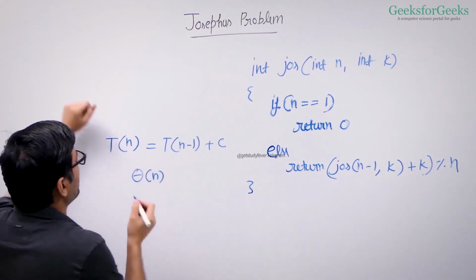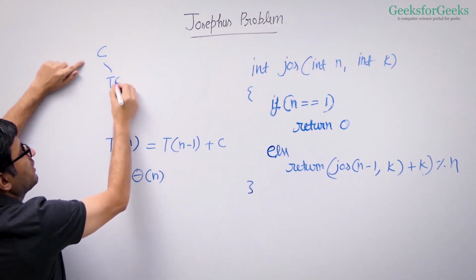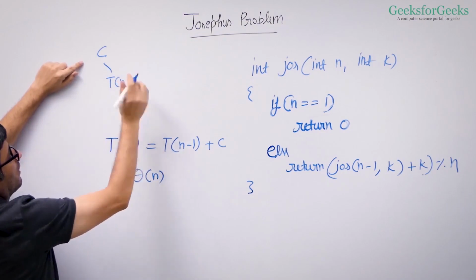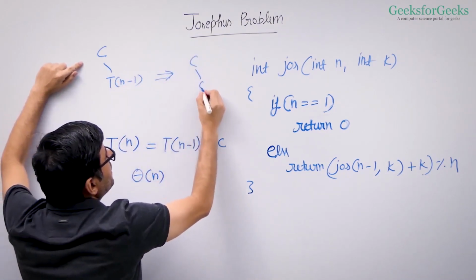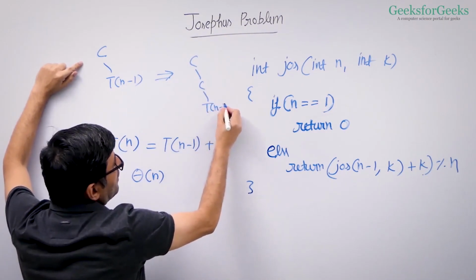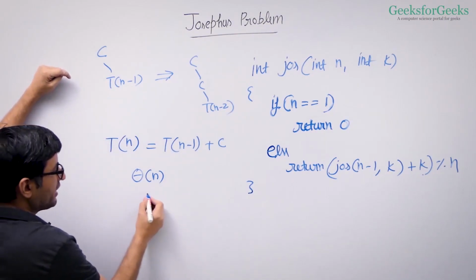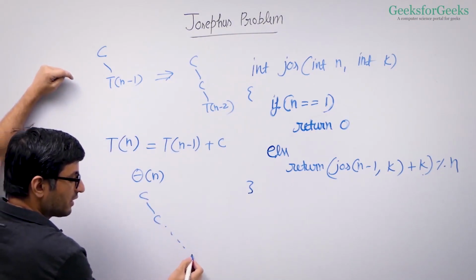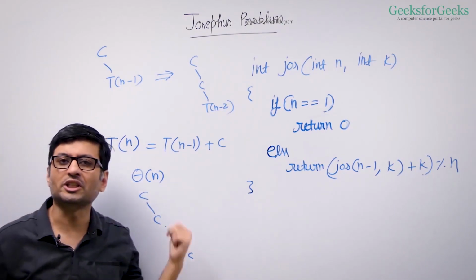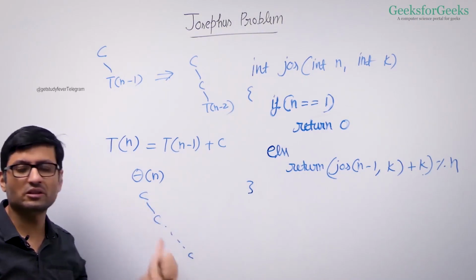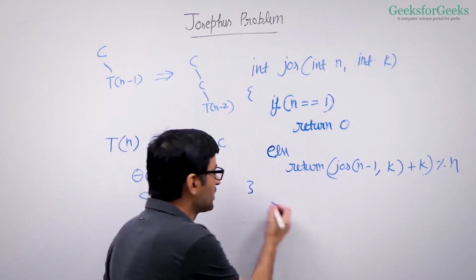We can compute it by drawing the recursion tree. C will come at the top, then T(n minus 1), right? And if you break the recursion tree further, you will have C, C and T(n minus 2). And if you keep breaking, you will have many C's, right? And how many C's will you have? You will go till n equal to 0. So it's theta n, right? There will be theta n C's. You're reducing n by 1 in every recursive call. So the time complexity of the solution is theta n.